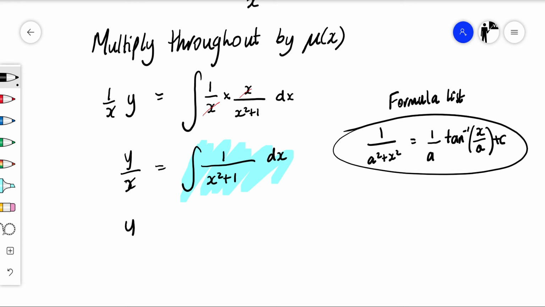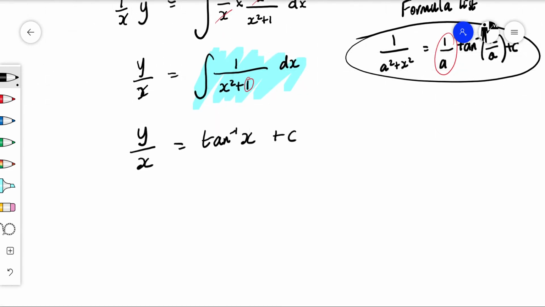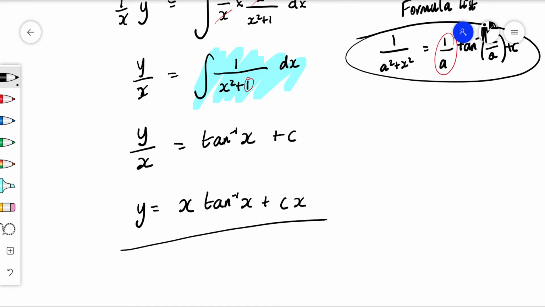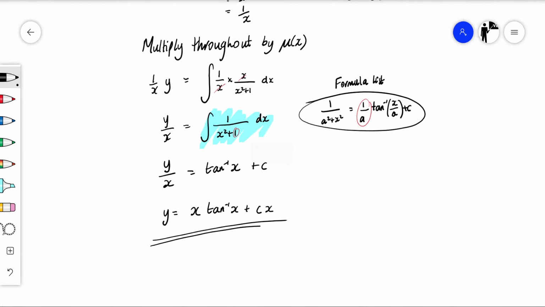Okay, so what we can do is we can rewrite our right hand side as 1 over a, well the value of a, so this is like 1 squared. So this is going to become 1 over 1, which is just 1. It's going to become tan inverse of x over 1. So that's just going to become tan inverse of x plus c. Okay, we want to make y the subject, so that becomes y equals x tan inverse of x plus c x. That is our general solution.